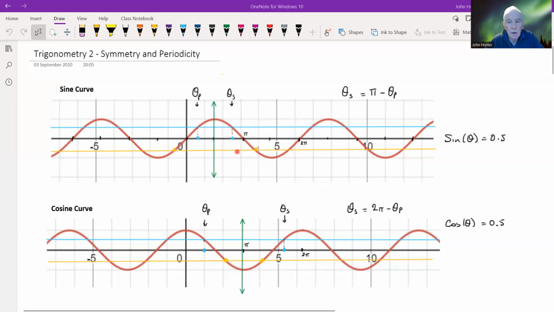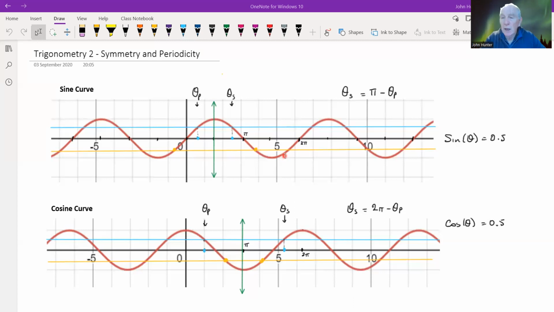Okay, so we've got a way, therefore, of identifying from a solution another solution, and that's due to the symmetry. But we also must remember that these two solutions will repeat every 2 pi or 360 degrees in both directions. So if we get those two solutions and we add 2 pi to each of them, we've got another pair of solutions, and then if we add 4 pi to them, we get another pair of solutions. If we subtract 2 pi from them, we get another pair of solutions, and they're all valid solutions to that particular equation.